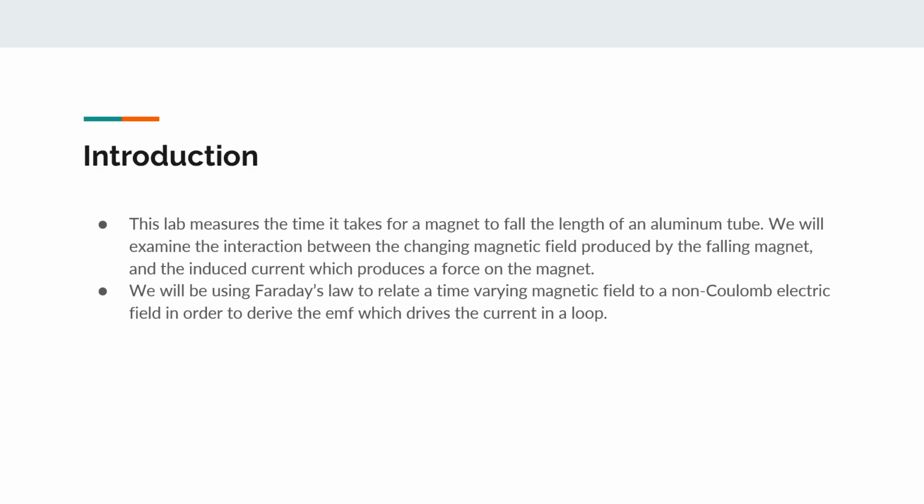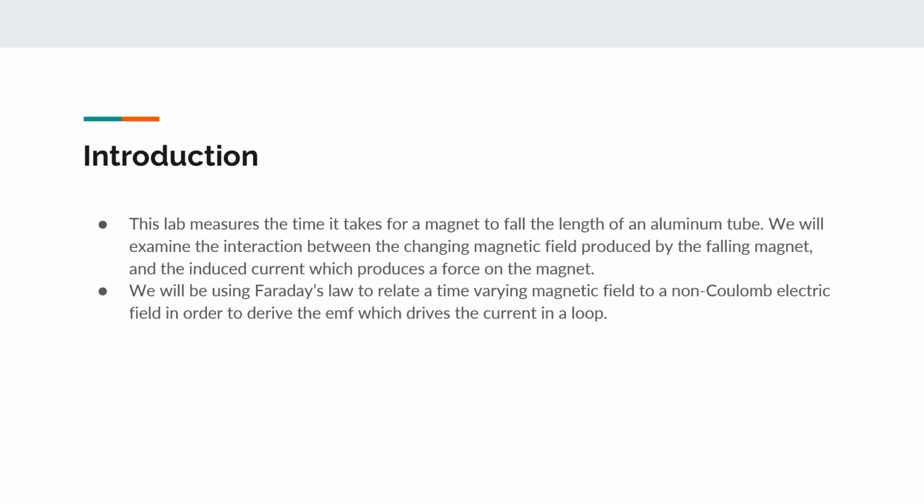In this lab, we will be measuring the time it takes for a magnet to fall across the length of a tube of aluminum foil. We will examine the interaction between the changing magnetic field that is produced by the falling magnet and the induced current, which will produce a magnetic force that counteracts the motion of the magnet.